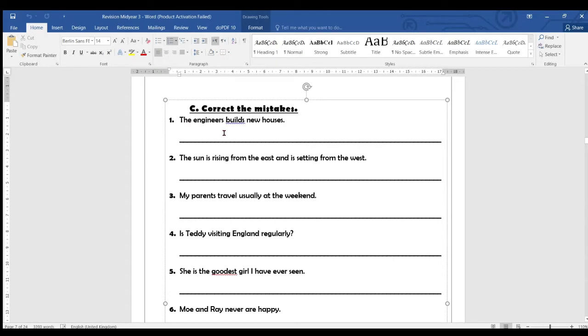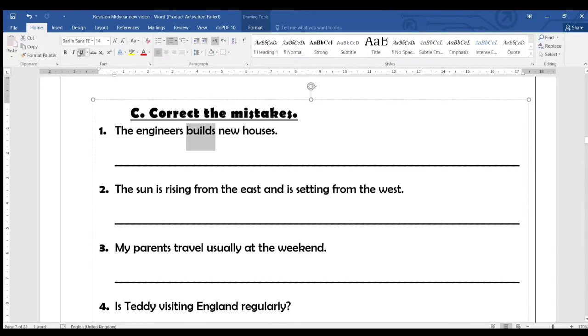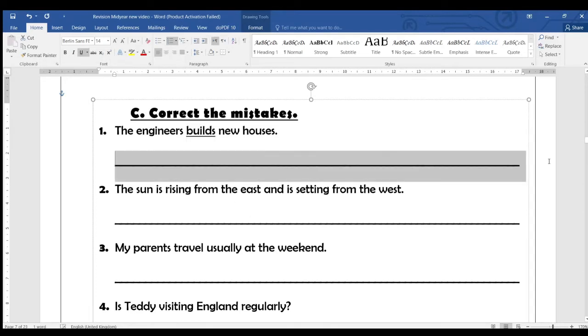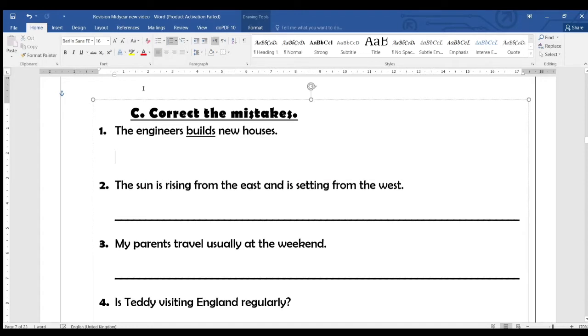Can I say they built new houses? Can I say that? No. With they, I keep the verb in the infinitive form, right? I keep the verb as it is. So I need to change, underline this, and then write the whole sentence again. Don't just write the word you need to change. You need to write the whole sentence, because sometimes you need to change many words.